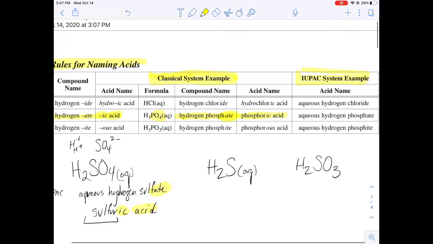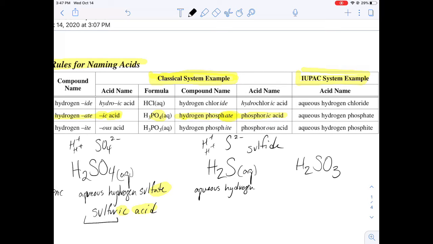Now for this acid, we've got two hydrogen ions, and we've got a sulfide ion. And so this is a sulfide, so it'll be aqueous hydrogen sulfide. That's the IUPAC name, but it ends in an IDE. Now when it ends in IDE, you go hydro-ic acid. So it'll be hydrosulfuric acid. And you can see it still ends in the ic acid, but the difference is this now has a hydro. So if it ended in IDE, we want to go hydro-ic acid.